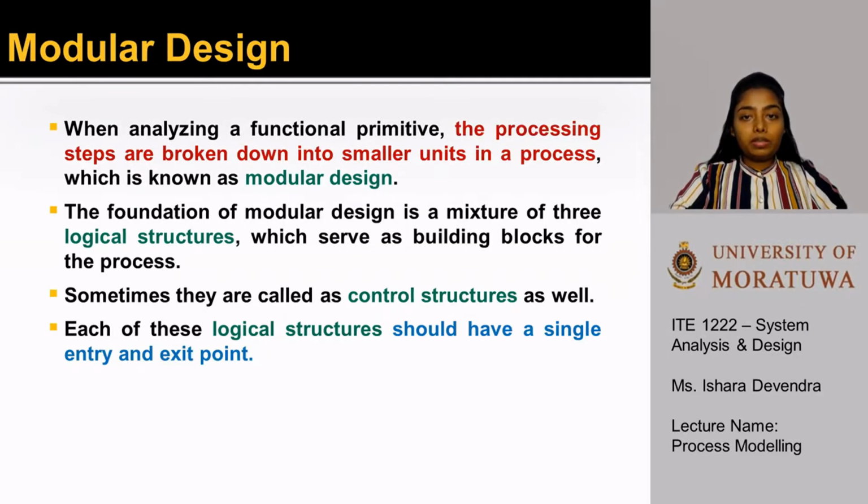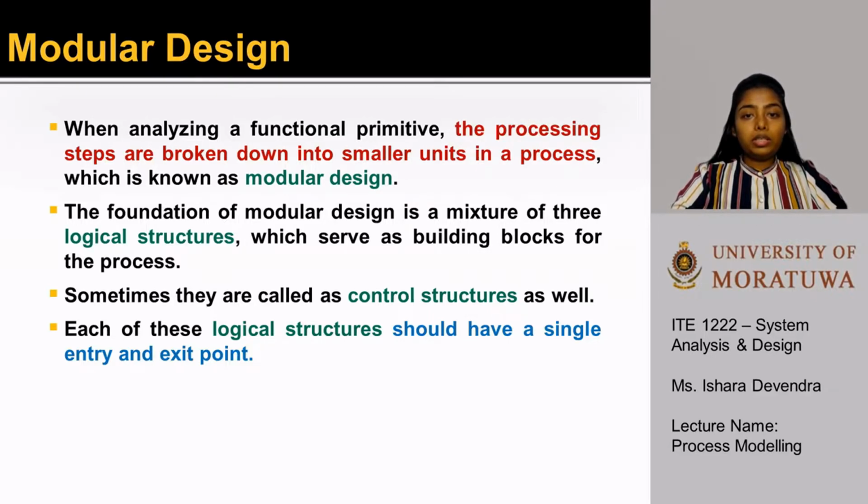Before moving to the process description tools, there are some terms that you should be familiar with. The first one is modular design. When analyzing a functional primitive, the processing steps are broken down into smaller units in a process, which is known as modular design. The foundation of modular design is a mixture of three logical structures which serve as building blocks for the process. Sometimes they are called control structures as well.